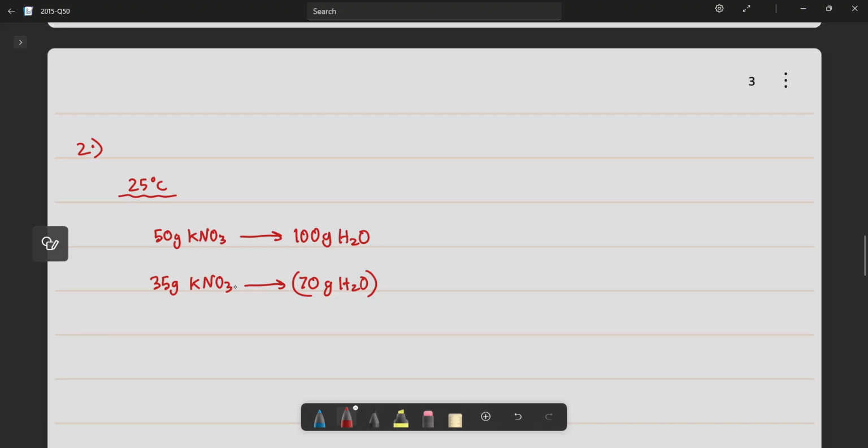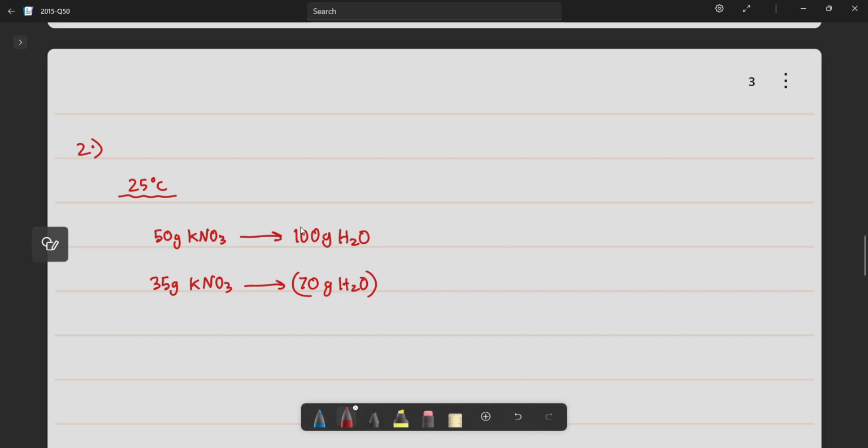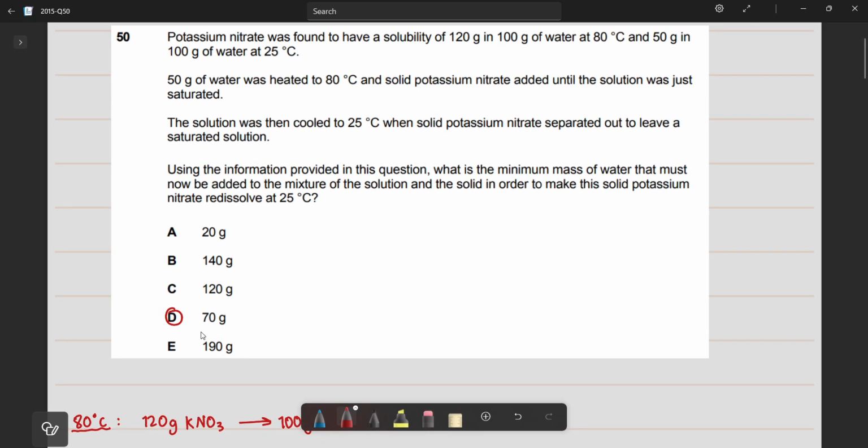So this is the shortcut I was supposed to use, but for this explanation, I had to use the longer method to explain exactly how the mechanism is working. This is the shortcut that you're supposed to use. Just from the first step, as soon as you find out the amount of potassium nitrate that is undissolved, plug it into the ratio given in the question for 25 degrees Celsius, 50 gram of potassium nitrate dissolved in 100 gram of water, and you get this minimum amount of water. So the option is option D, 70 gram of water.